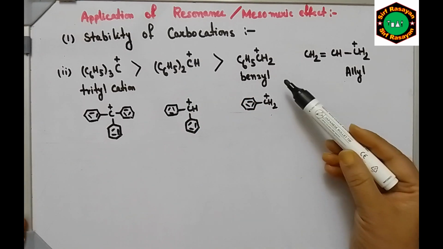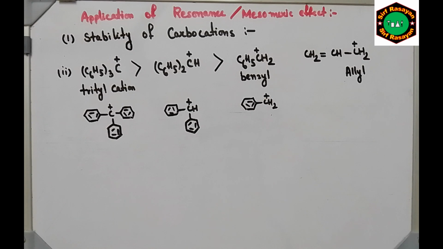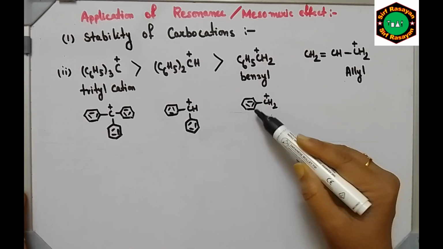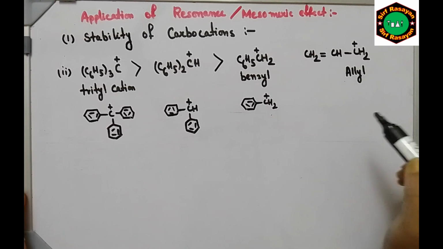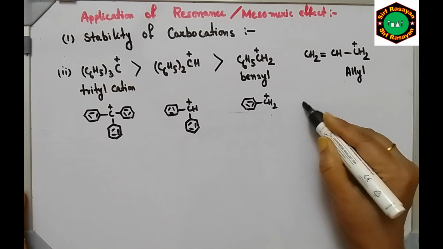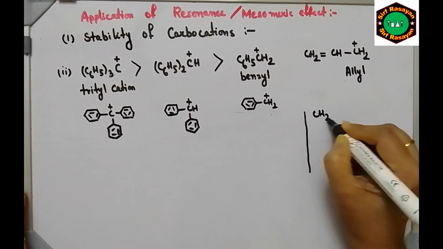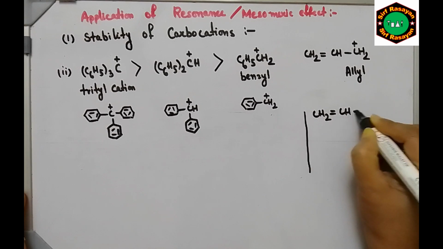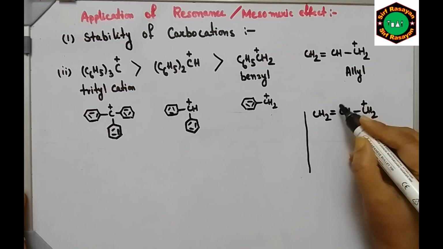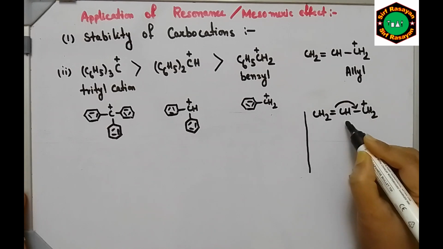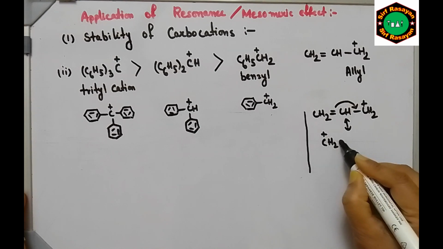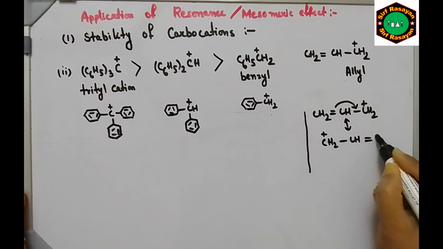Then what about benzylic and allylic carbocation? You know the resonating structures of benzylic carbocation. What about allylic carbocation? This is one resonating structure. Here I am showing CH2 double bond CH single bond CH2 plus. The next resonating structure you can write: positive charge, CH single bond, then CH2.